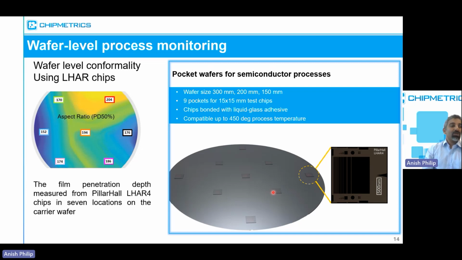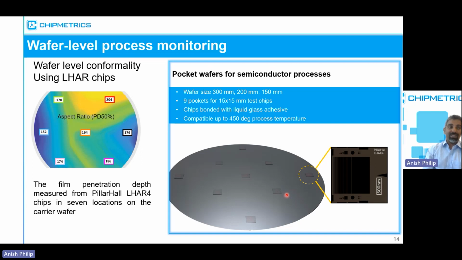And we also offer pocket wafers for the semiconductor process. We have them starting from 150 millimeter, then 200 or 300 millimeter pocket wafers. All these pocket wafers have 9 pockets, and each of them holds a PillarHall chip, these 15 by 15 millimeter test chips. The PillarHall chips are bonded tightly with the pockets using a liquid glass adhesive, so there are no organics involved. That means it is safe for ALD deposition.